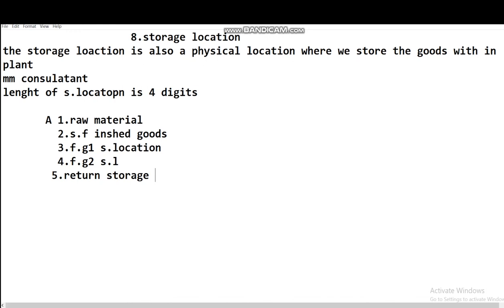What is return storage location? People will return the goods when those products are not good. We place those goods in the return storage location. Sometimes our products are not good, so they will return them. Sometimes they don't like it, they will return. We will place those goods in the return storage location. So this is all about plant and storage location.